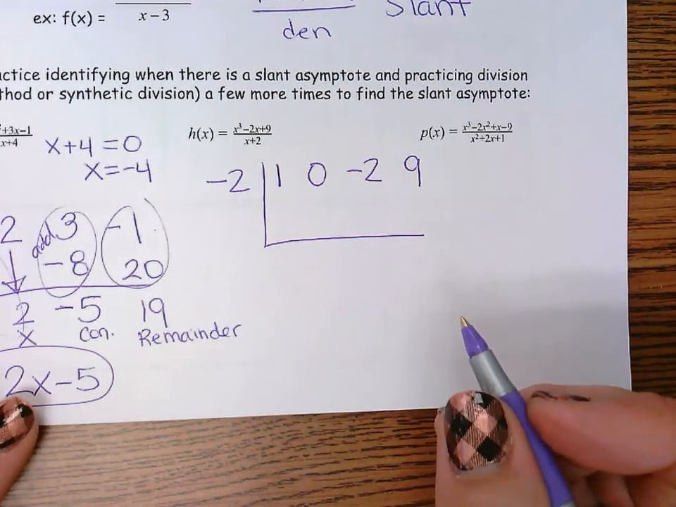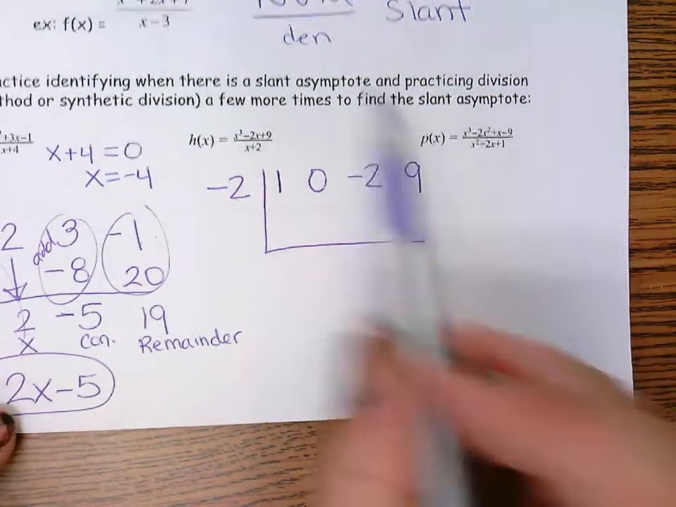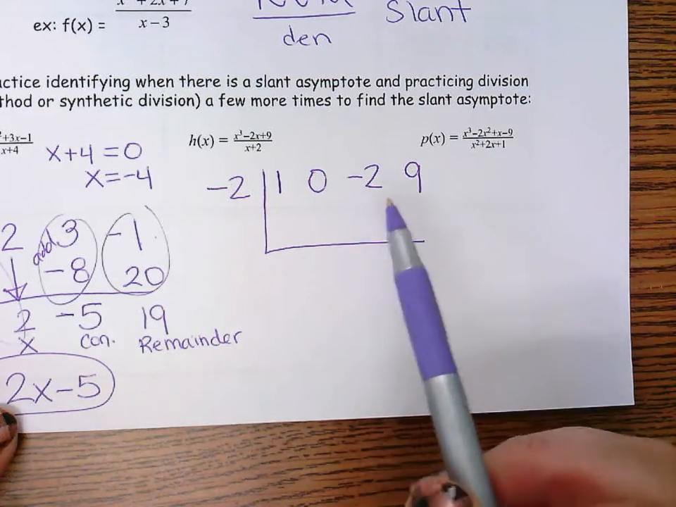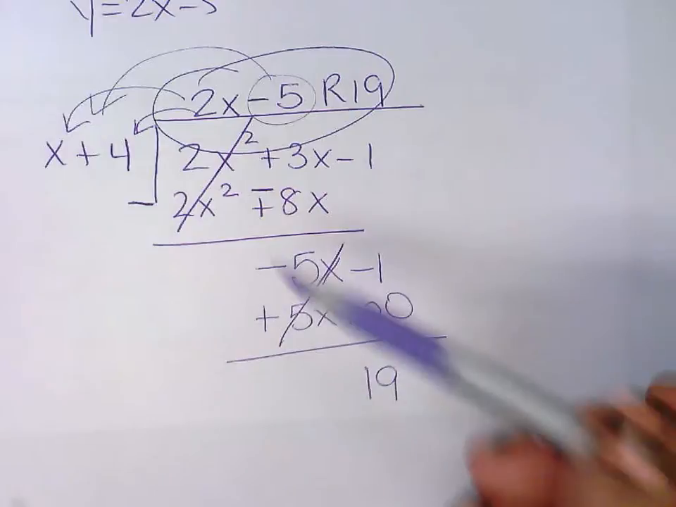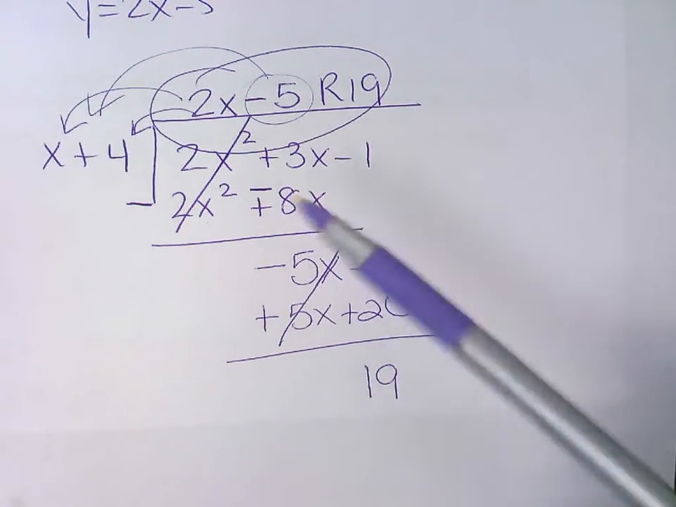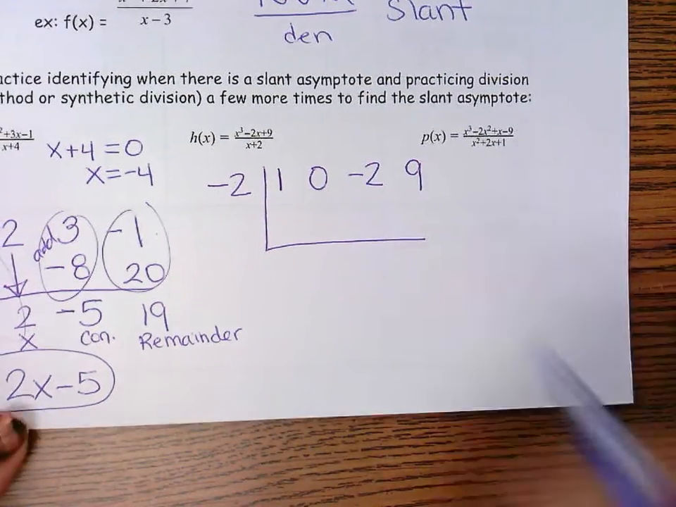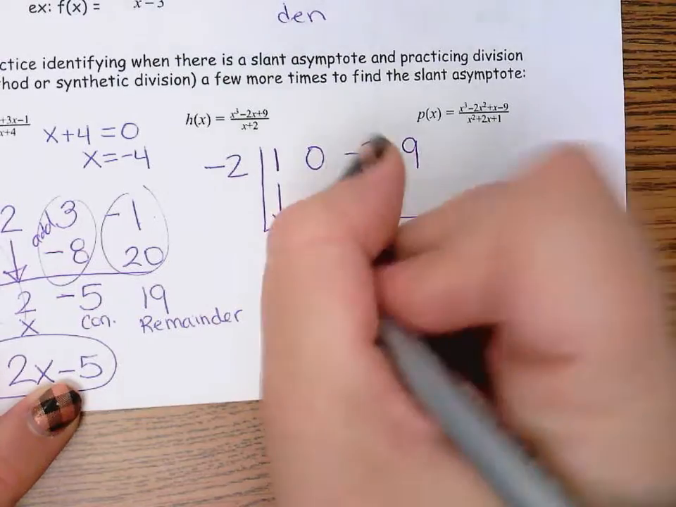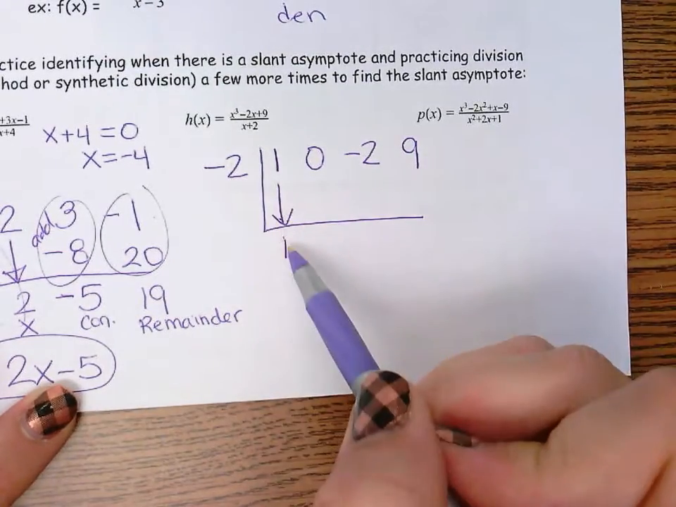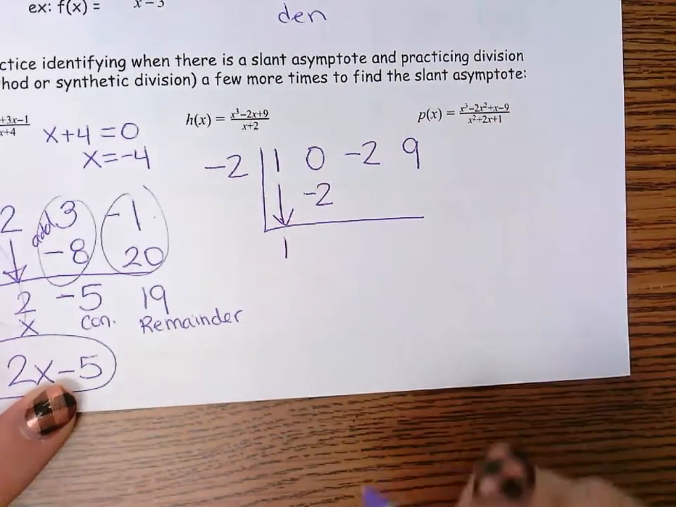To me, it's memorizing though, and that's why synthetic, I think, kind of gets forgotten sometimes. Whereas long division, to me, that's something that you've been taught since elementary school, dividing numbers that way. So, I don't know, you pick. So bring down the 1. Negative 2 times 1 is negative 2.